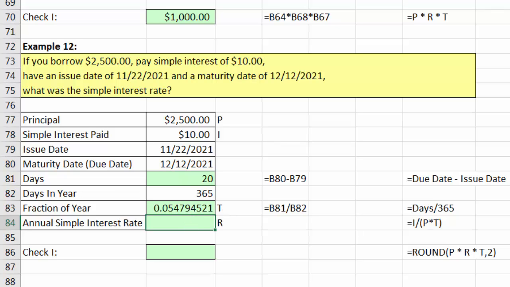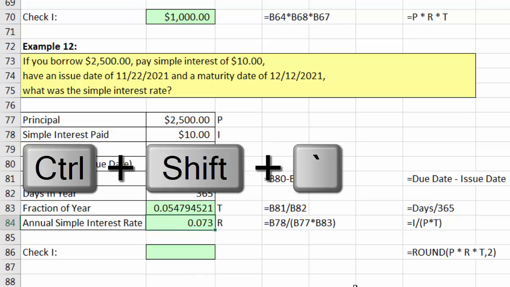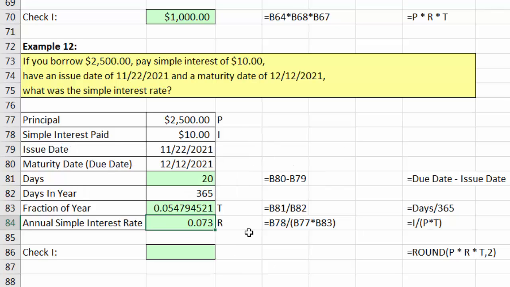Now, the annual simple interest rate equals the $10. That's the interest we paid divided by, in parentheses, there's the principal times the time. Close parentheses and enter. 7 pennies for every $1. Control-Shift-tilde grave accent. Oh, look at that. I'm so glad I wiped away that number formatting because it's actually 7.3%.